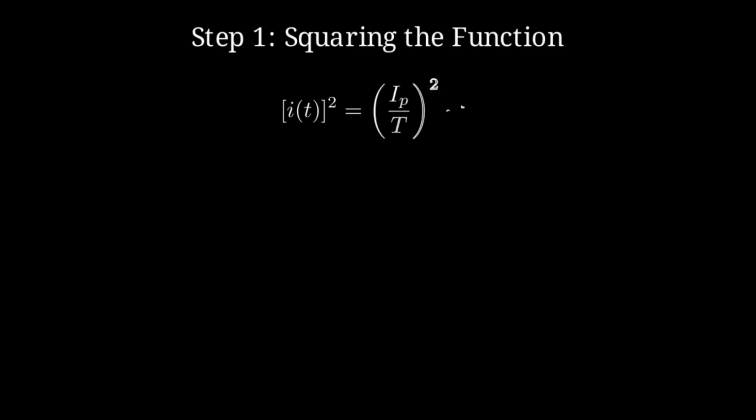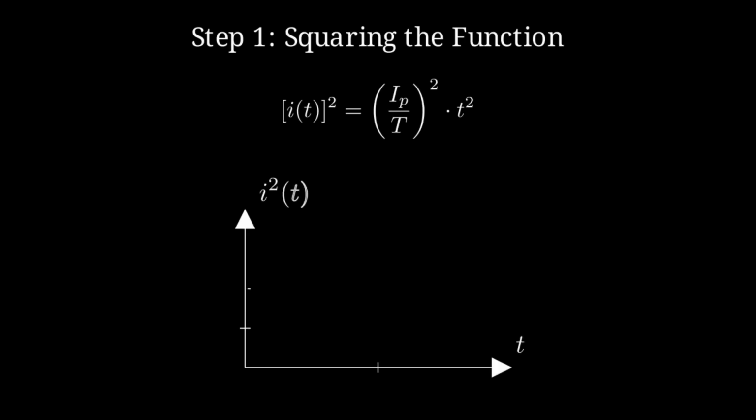First, we square our current function. The linear ramp transforms into a parabolic curve. Squaring ensures that all values are positive, which is essential because power dissipation is independent of current direction.